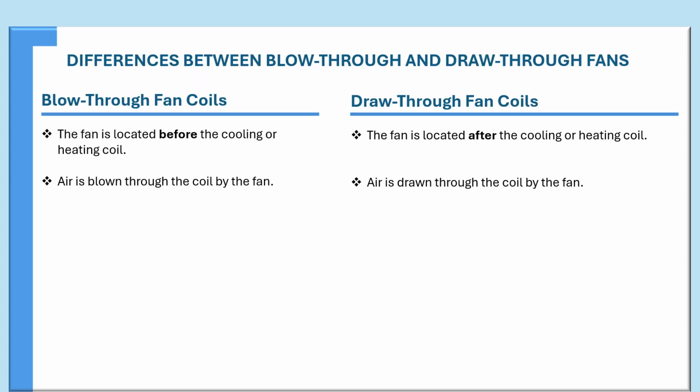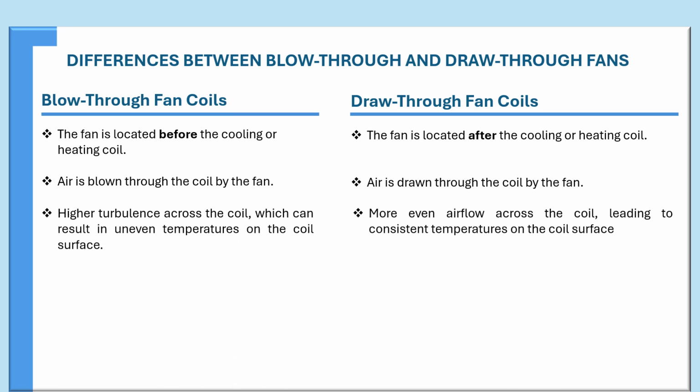Let's look at some differences between blow-through and draw-through fans. For the blow-through fan-coil units, the fan is located before the cooling or heating coil, whereas in the draw-through fan-coil unit, the fan is located after the cooling or heating coil. Next difference is the air is blown through the coil by the fan in the blow-through fan-coil unit, whereas in the draw-through fan-coil unit, air is drawn through the coil by the fan.